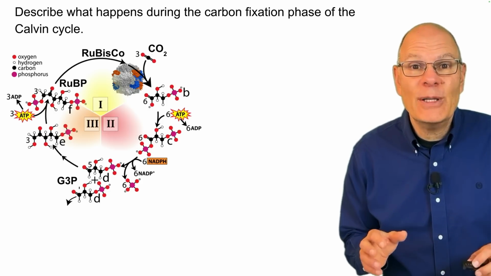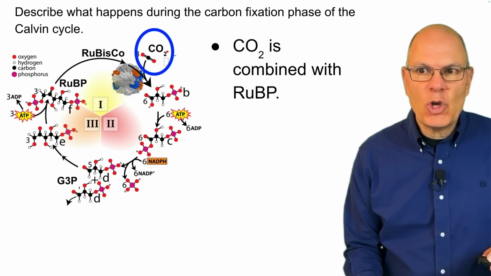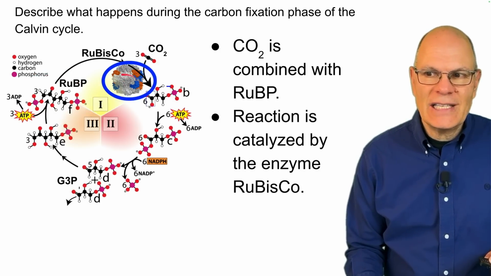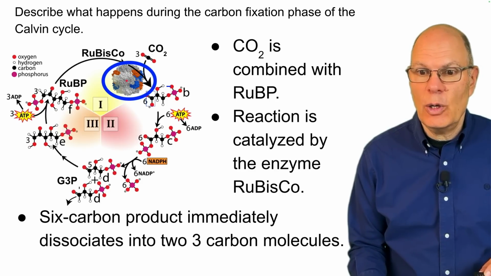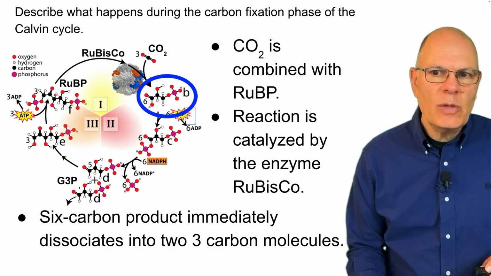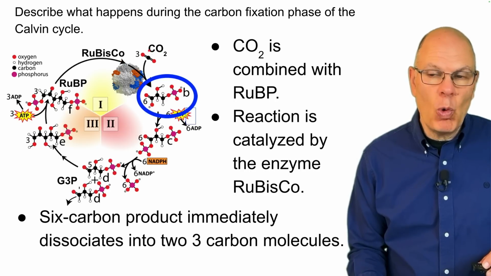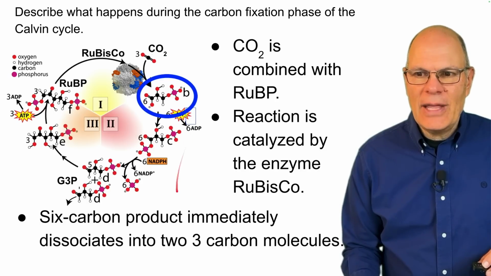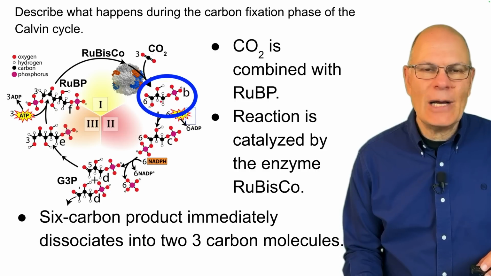Describe what happens during the carbon fixation phase of the Calvin cycle. The fixation phase begins as carbon dioxide is combined with RUBP. That is a reaction that's catalyzed by the enzyme Rubisco. Fun fact, that might be the most abundant protein on Earth. It creates a 6-carbon product, which isn't shown. So think about this. RUBP has 5 carbons. Each of these black dots represents a carbon atom. CO2 has 1 carbon. You'd think that would create a 6-carbon product, but immediately that 6-carbon product dissociates into 2 3-carbon molecules.